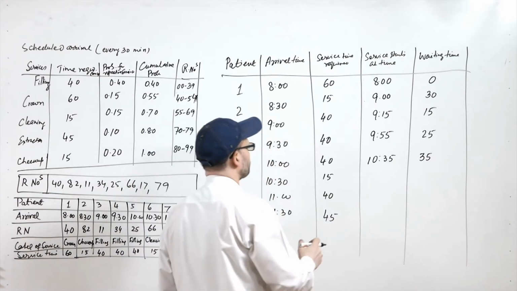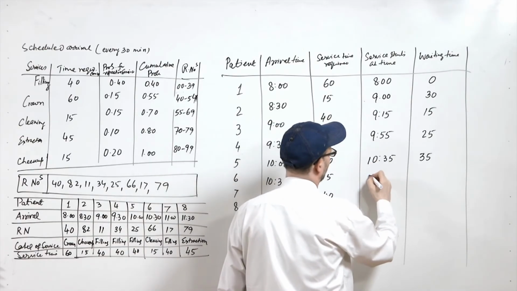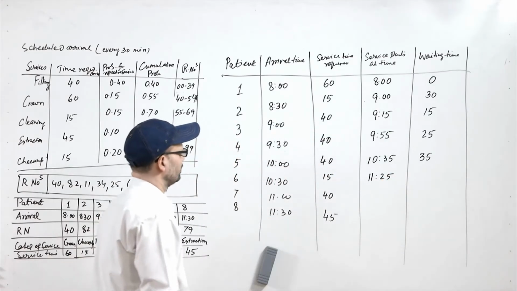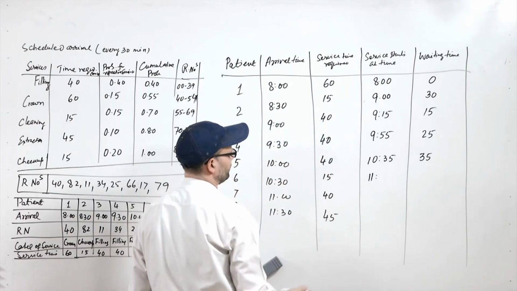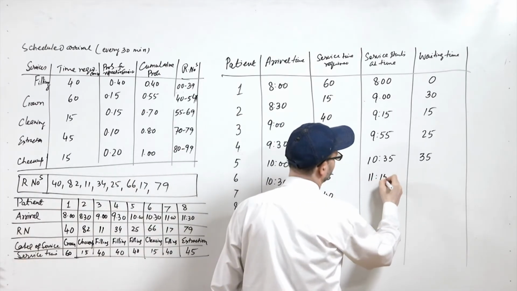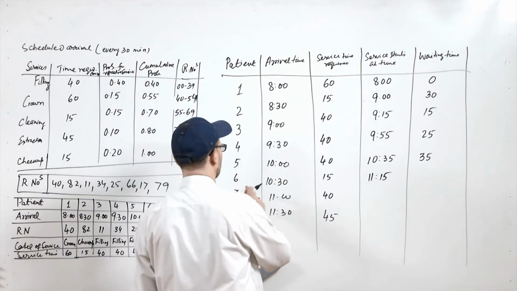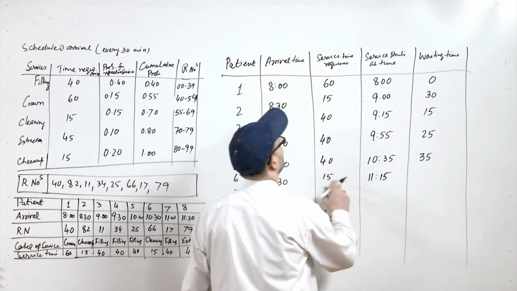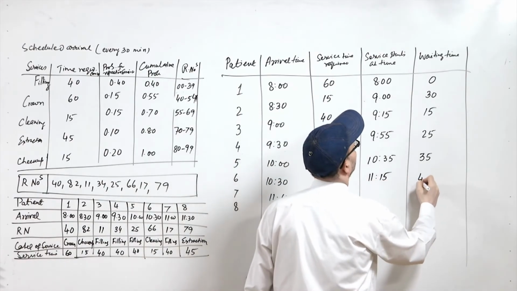Then further he will take another 40 minutes. So, 25 minutes left plus 15, that is 11:15. At 11:15 this customer 6 will join the service, and that way the waiting time will be from 10:30 to 11:15, so 45 minutes.